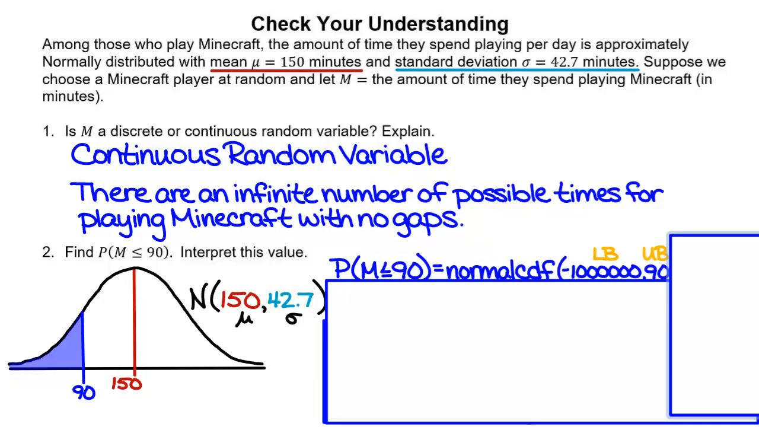And then what do we need? Mean and standard deviation, so 150 and 42.7. Make sure you are labeling those. Different calculators have you put things in a different order. One of the things that they are always looking for on questions like this on the AP exam is, do you know what these different values are, what they mean?